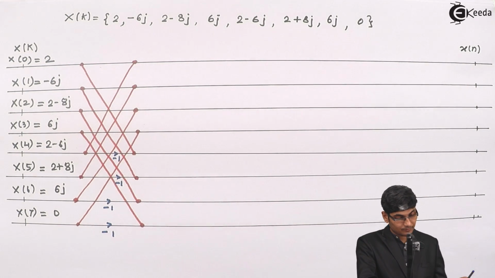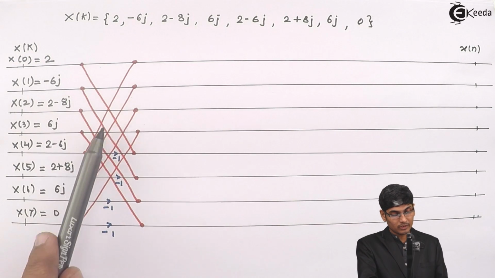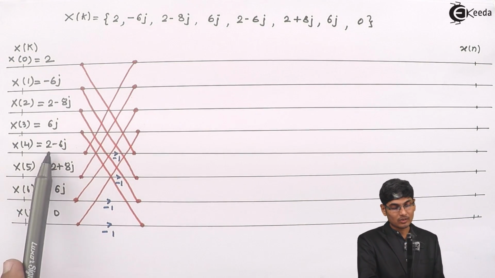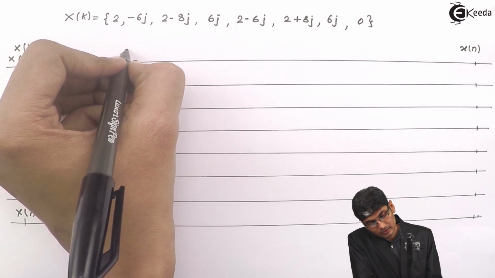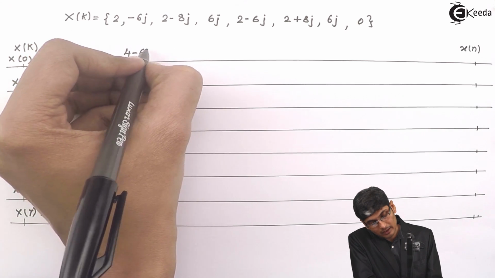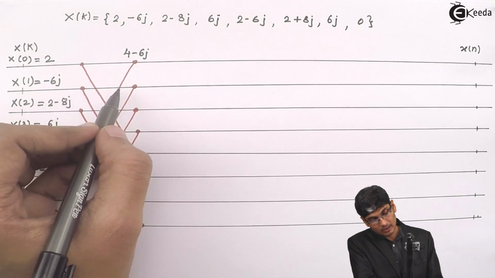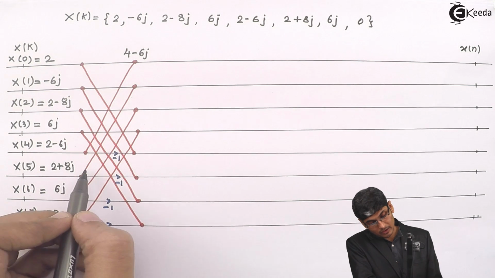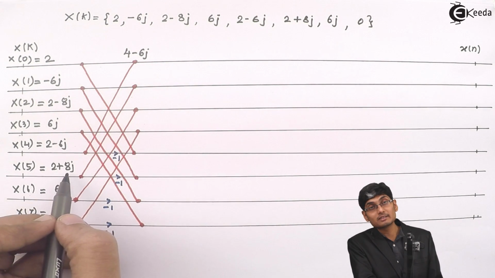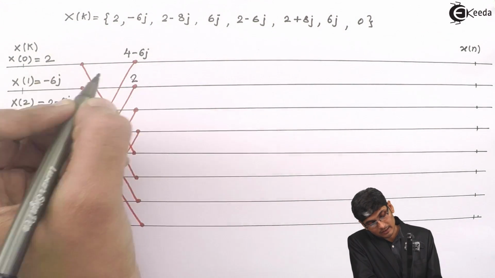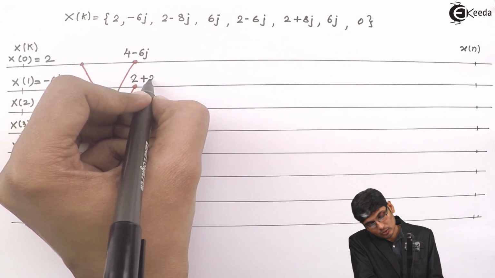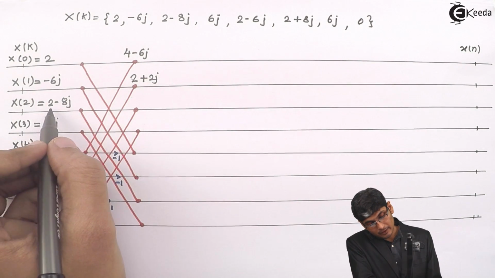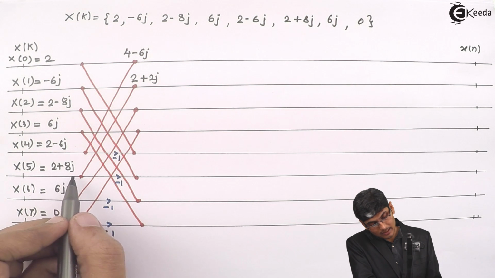So for the output, wherever the 2 lines meet, I need to add. So this line meets with this line. So now 2 plus 2 minus 6j will give me 4 minus 6j. So this answer is 4 minus 6j. Then here comes minus 6j and here we get 2 plus 8j. So 2 will remain as it is and 6j will get subtracted with the 8j and I will get plus 2j. Then 2 minus 8j and 2 plus 8j.